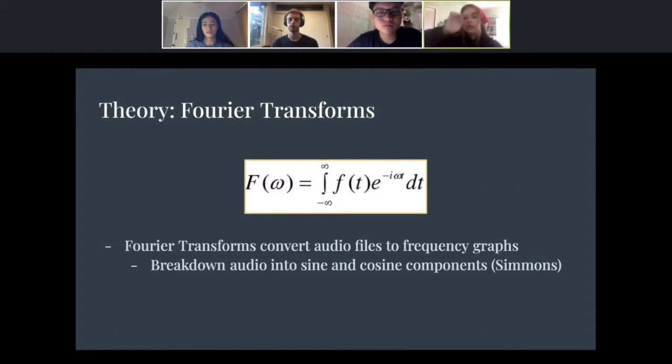To visualize the sounds produced by different instruments, it's important to use and understand Fourier transforms. Fourier transforms take audio files from the spatial domain, put them through the above equation, and then use Euler's identity to break the audio down into sine and cosine components. These components can then be visualized as a frequency versus amplitude graph. Unfortunately, Fourier transforms can be really computationally expensive, so often they're approximated using discrete Fourier transforms, which take the above equation and turn it into a summation over discrete points instead of a continuous integral. The FFTs we use in this experiment are an example of discrete Fourier transforms.